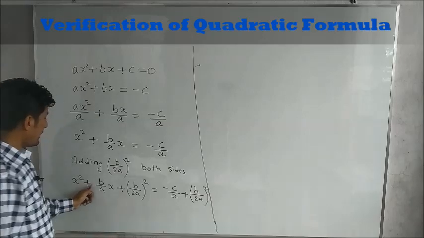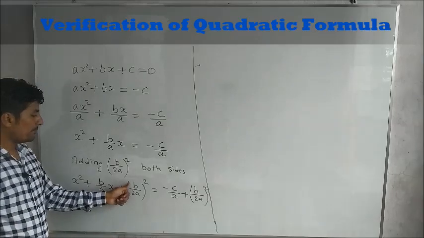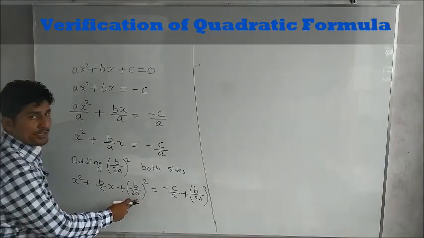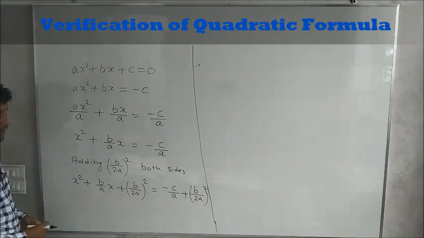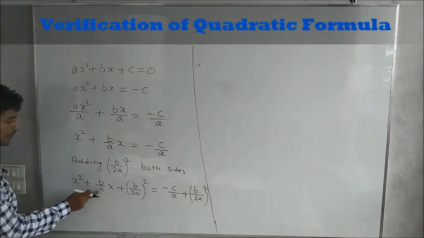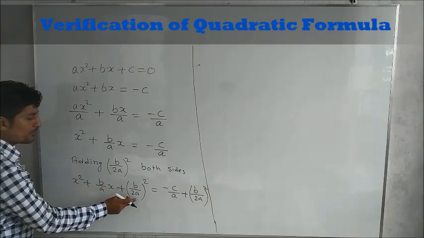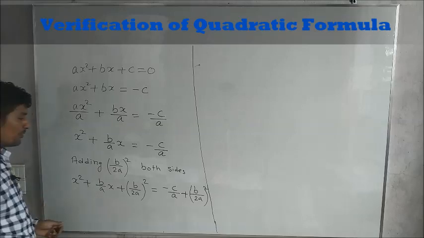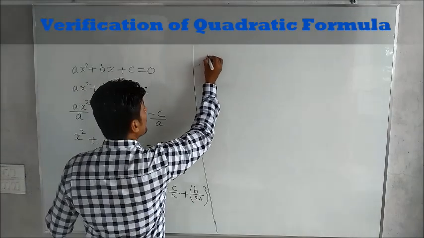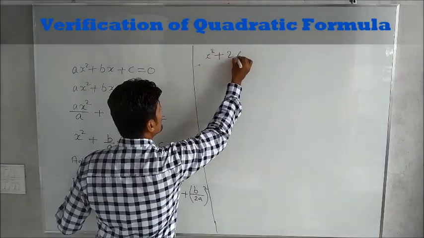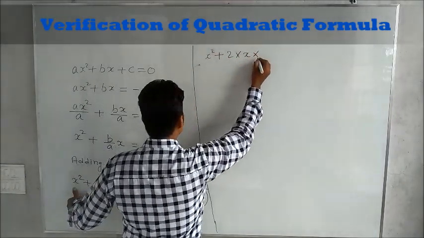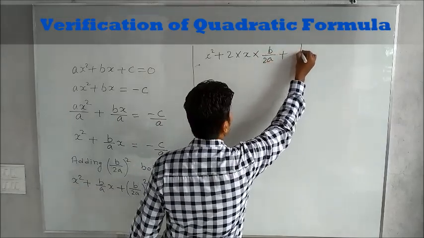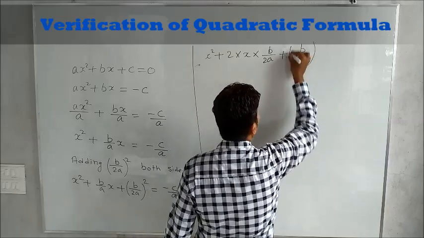Resultant equation will be x square plus b upon a into x plus b upon 2a whole square. This equation can be converted into the form of a plus b whole square. Let us see how. Here we are having x square plus 2 into x into b upon 2a plus b upon 2a whole square.